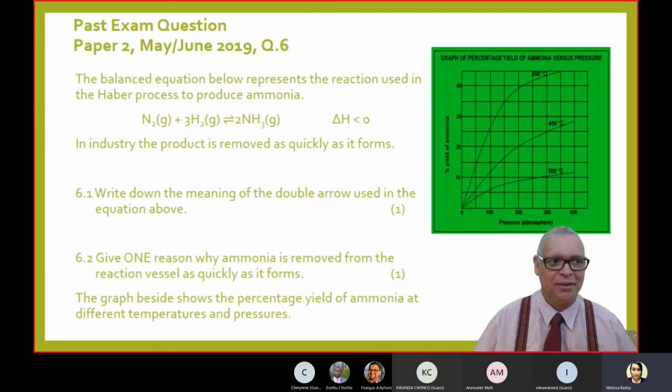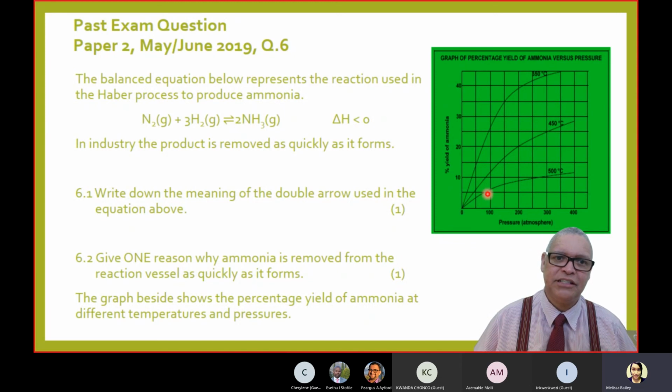producing ammonia as well. Now, the graph beside, there we see the graph on the side, shows the percentage yield of ammonia at different temperatures. Let's just have a look at this graph. Notice the percentage yield. These are percentages. There's the 10%, 20%, 30%, 40%. What about here? This is pressure. 100 atmosphere, 200 atmospheres, 300 atmospheres, 400 atmospheres.